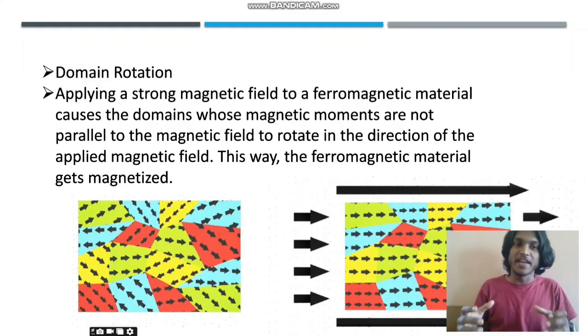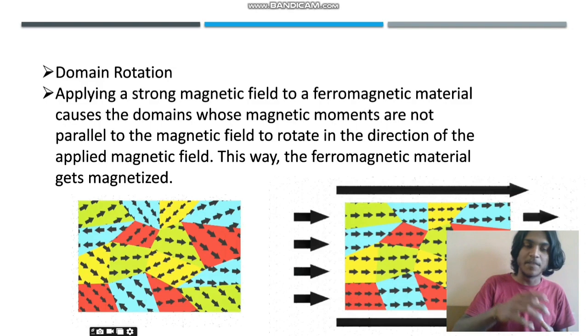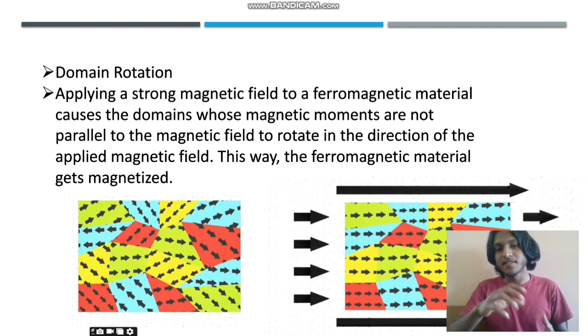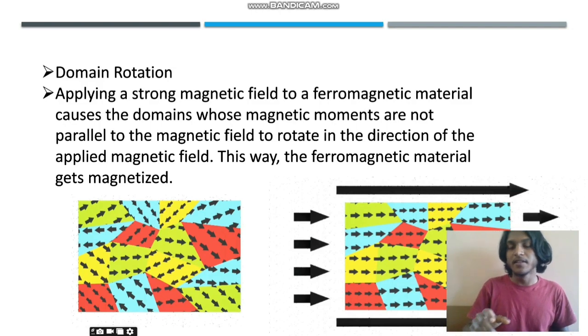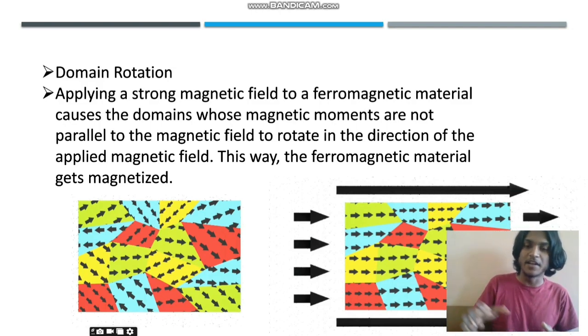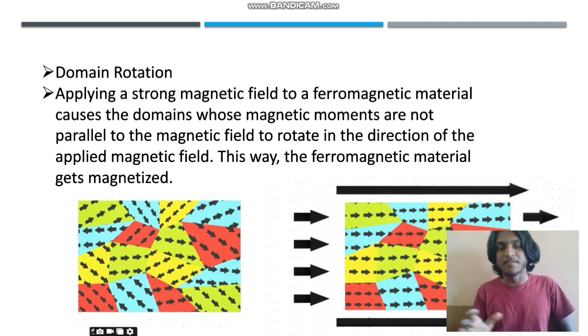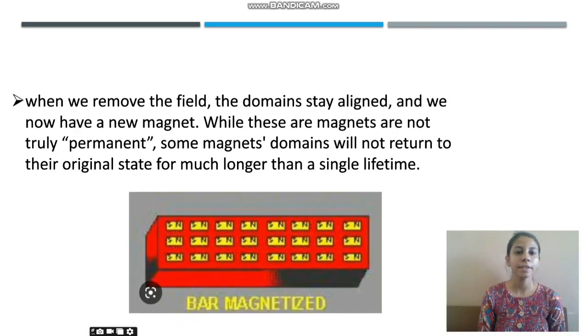Assuming I have an iron bar and I apply a strong magnetic field to this iron bar, the domains within this iron bar will rotate with respect to the magnetic field applied. This way, the ferromagnetic material gets magnetized. When we remove the field, the domains stay aligned, and we now have a new magnet. While these magnets are not truly permanent, some magnet domains will not return to their original state for much longer than a single lifetime.